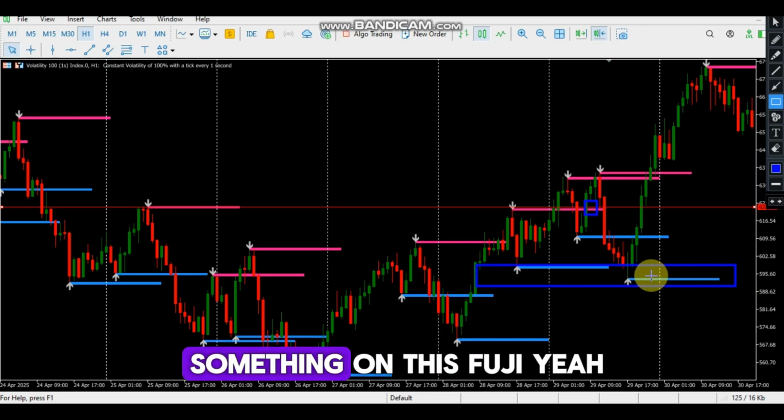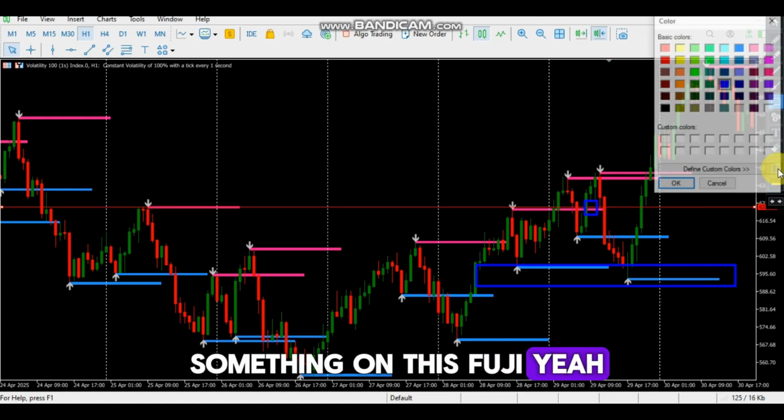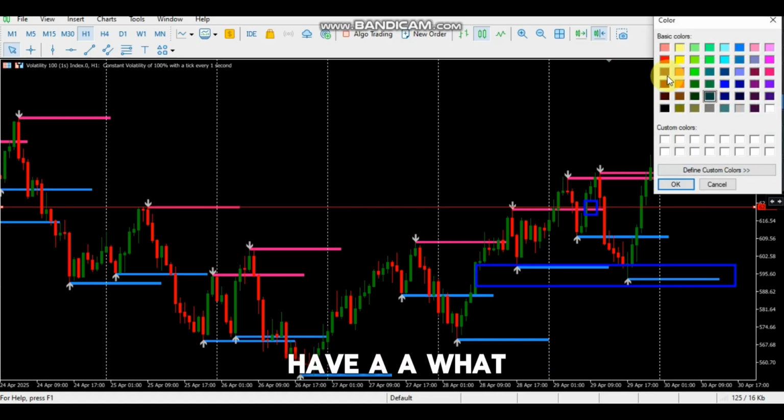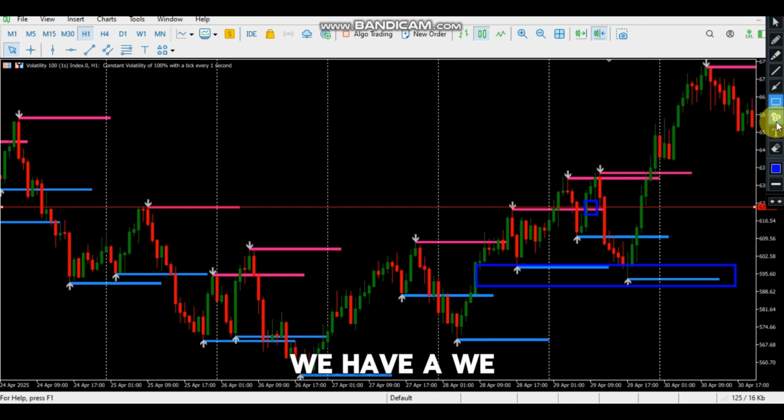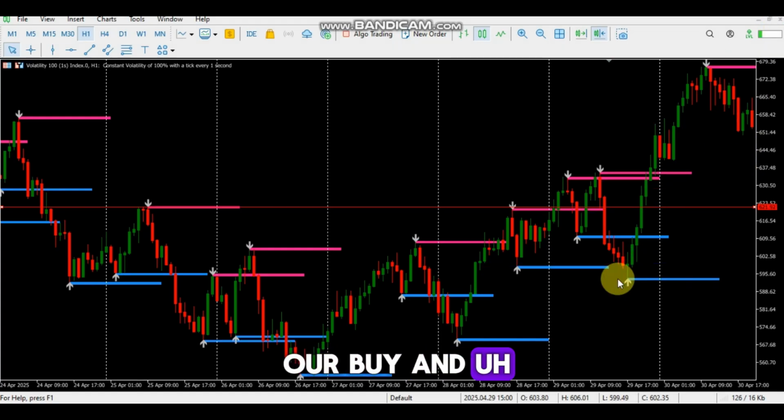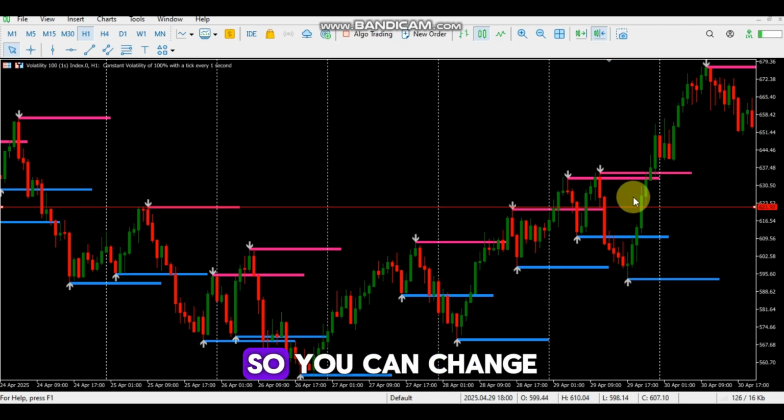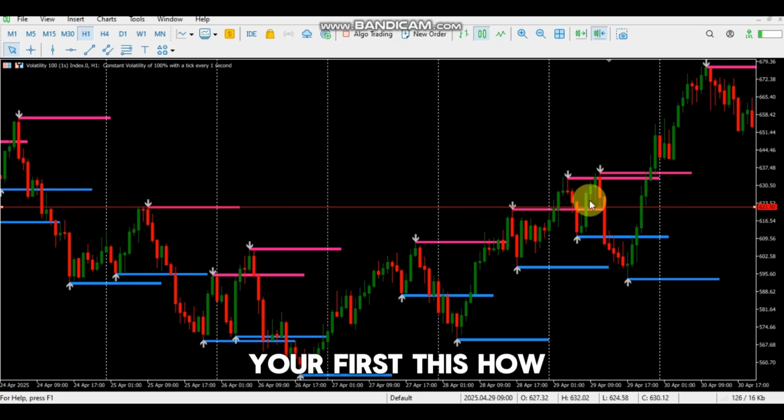Can you see until it comes to this place? And if you realize something on this FVG here, we have, what was it called? We have a candle that shows buy here. Can you see? So which means we are going to place our buy, and it is of two ways. So you can chase your first. This is how you set it.